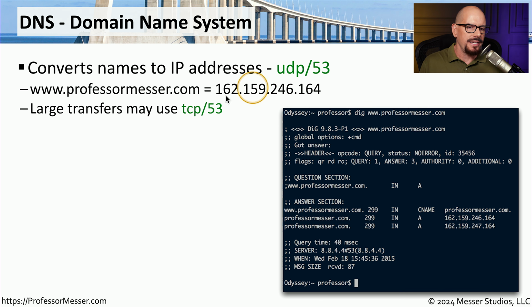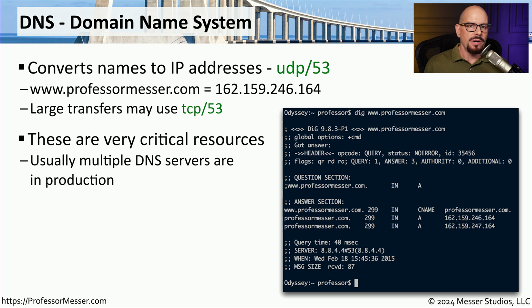So we'll ask a DNS server what the IP address of www.professormesser.com might be, and it will respond back with the IP address that your device can use to communicate to that server. For those small queries, we commonly use UDP port 53, but if there's a large transfer of data from one DNS server to another, we commonly would use TCP port 53.